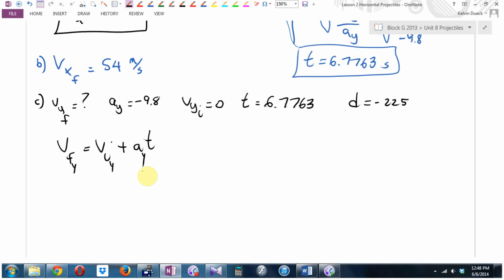Now, this, Emma, certainly will get us Vy final. The only risk is you better make darn sure that you solved for t correctly, is all. However, if I mark these, if you got time wrong, but you did the rest correctly with the wrong time, I would give you full marks for the rest. I would take marks off for finding time incorrectly, but I would give you everything else. It's just a pain.